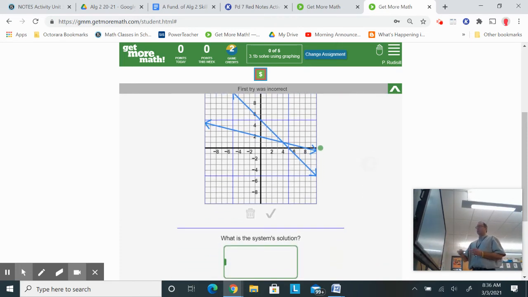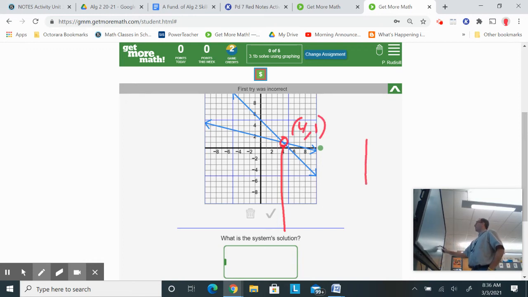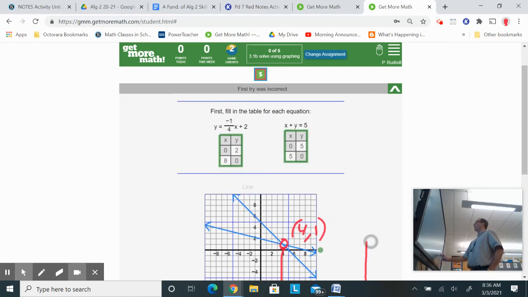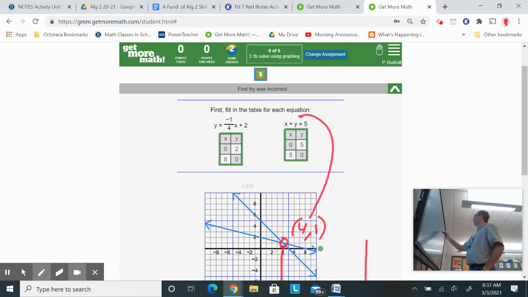Asked to find the system solution. And the solution of the system is the ordered pair where the two lines intersect. So what ordered pair is that? Well, x is 4 and y is 1. And if I was to substitute 4, 1 into both equations, that ordered pair would make this equation true. 4 plus 1 is 5. If I put a 4 in for x times negative 1/4, I get negative 1. Negative 1 plus 2 is a positive 1. Y would be 1. It works for both.